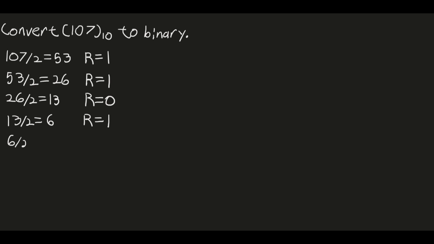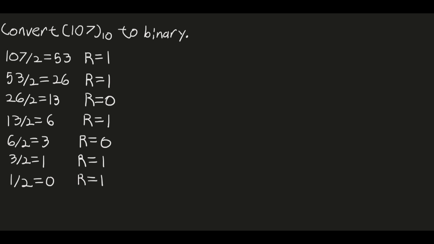6 divided by 2 is 3 with a remainder of 0. 3 divided by 2 is 1 with a remainder of 1. And finally, 1 divided by 2 is 0 with a remainder of 1.